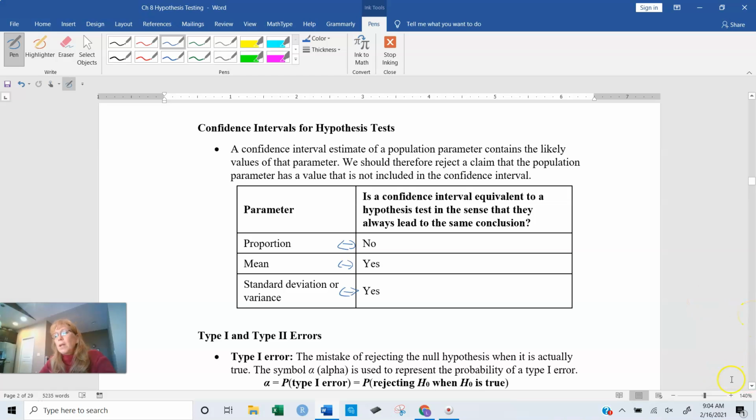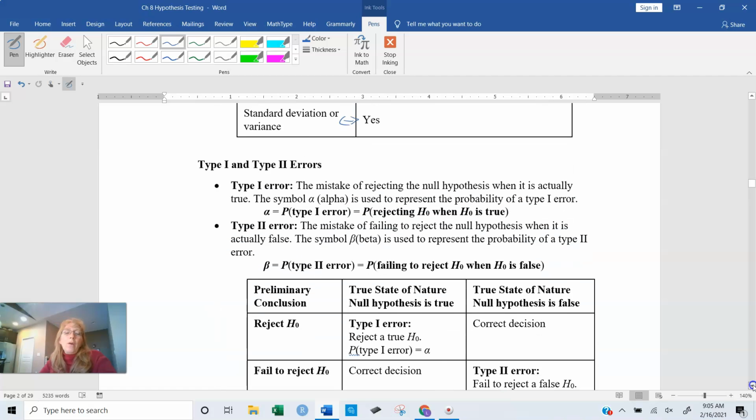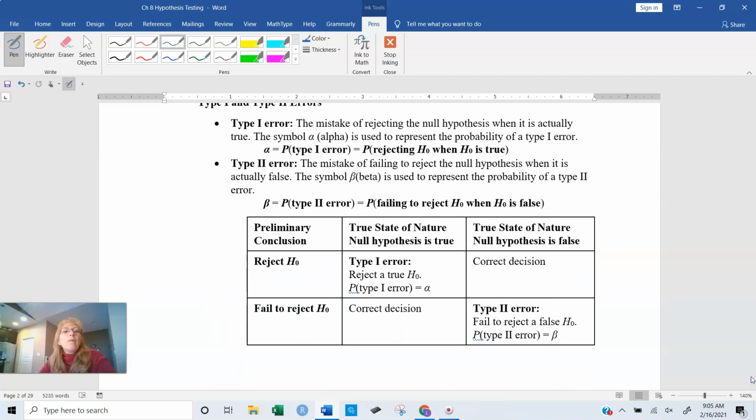Okay, now there are different types of errors here. There's a type 1 error and a type 2 error. A type 1 error is when you reject the null when the null is true. A type 2 error is when you fail to reject the null when the null is false. So you reject it when it's true, type 1. You fail to reject when it's false, type 2. These are two types of errors that can happen when we're doing this.